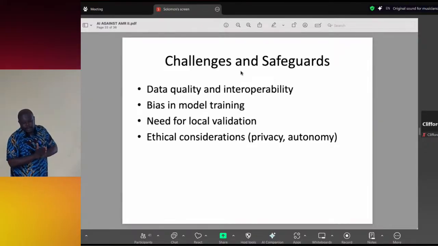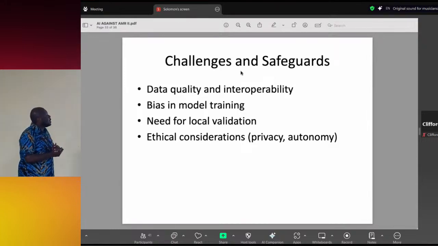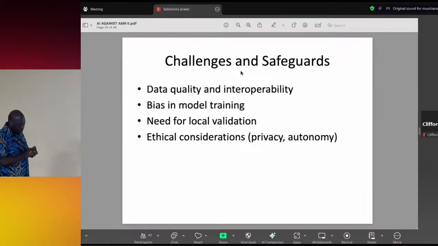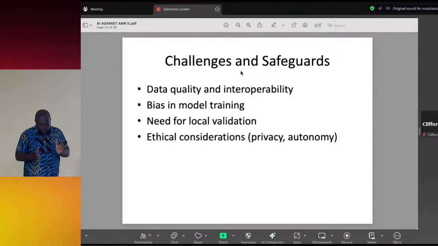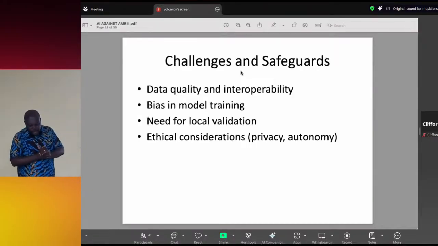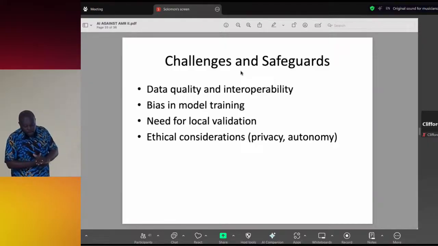The challenge is data quality and interoperability, and bias in model training, which we can overcome if we select our samples to be well representative, and if we also use various techniques, like SMOTE and ADASYN, all the things we learned, for balancing data sets to train appropriate models. If we select appropriate models based on what we want to do, we can also limit bias. There is a need for local validation. So we need more health practitioners to study AI so that they can understand and appreciate how these algorithms work, and then their outputs.